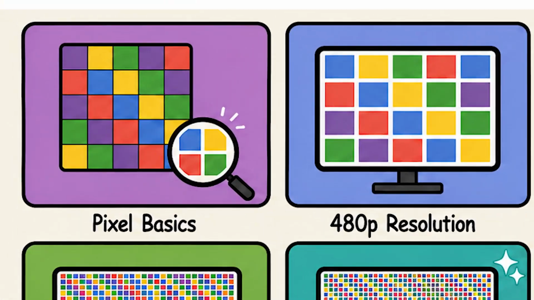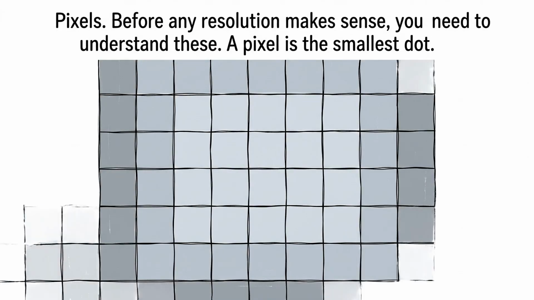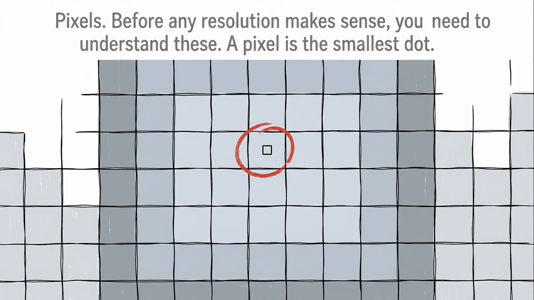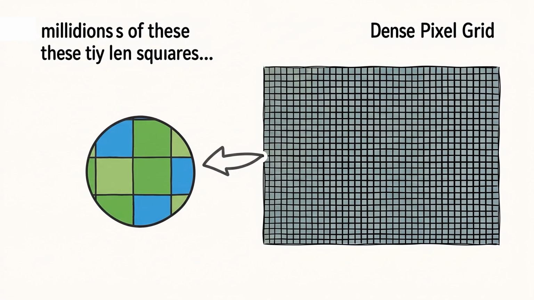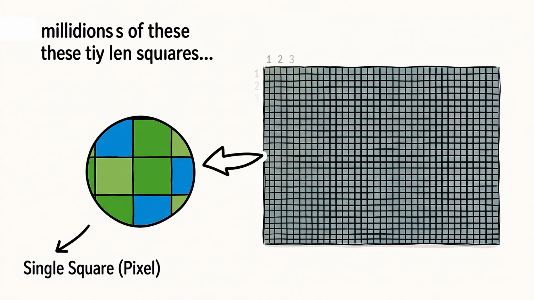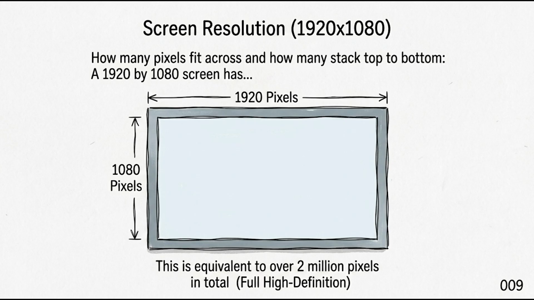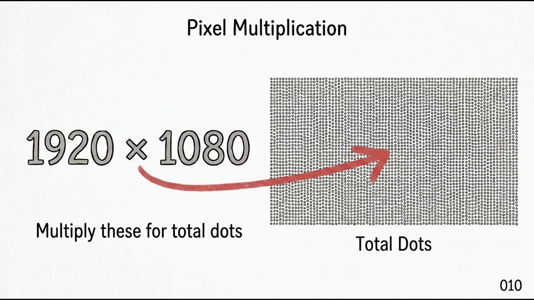Pixels. Before any resolution makes sense, you need to understand these. A pixel is the smallest dot of color your screen can display. That's it. Every image you've ever seen on a screen is millions of these tiny squares packed tightly together. Resolution is simply the count. It tells you how many pixels fit across and how many stack top to bottom. A 1920 by 1080 screen has 1,920 columns and 1,080 rows. Multiply those and you get roughly 2 million dots painting your picture.